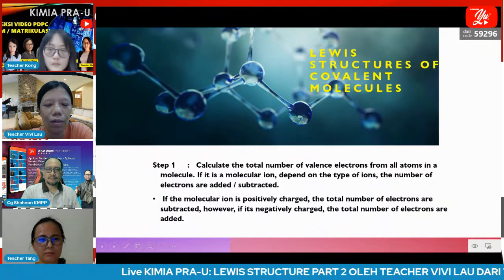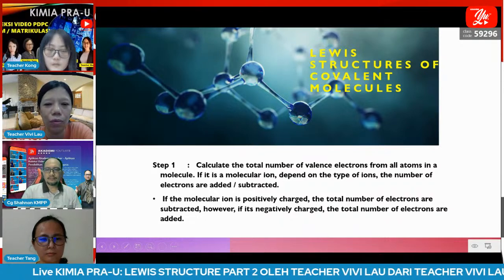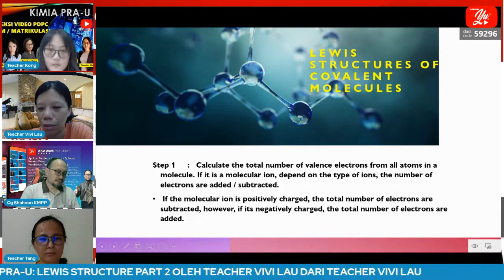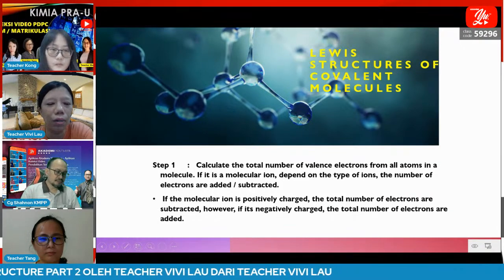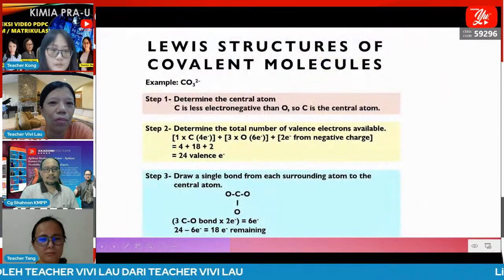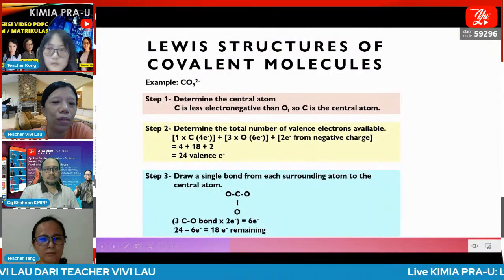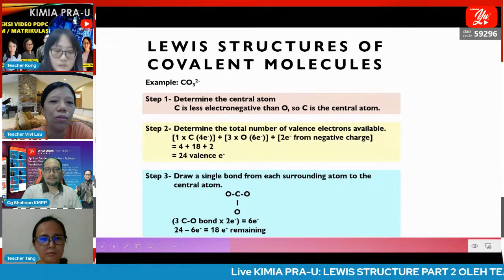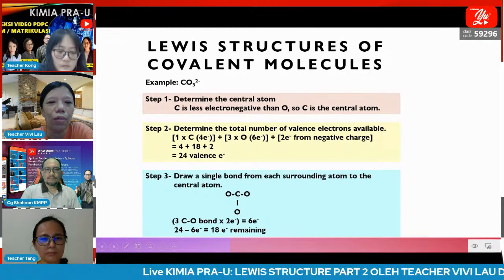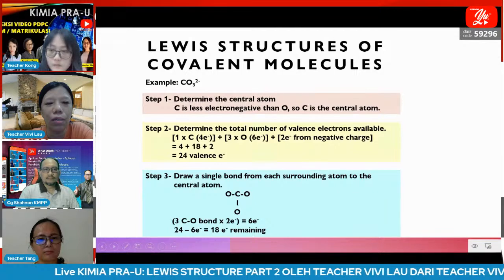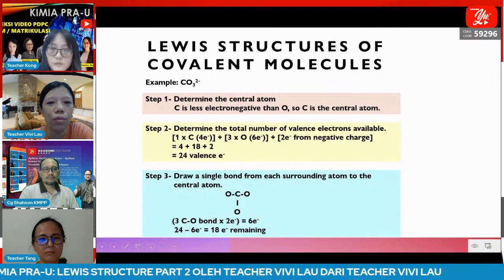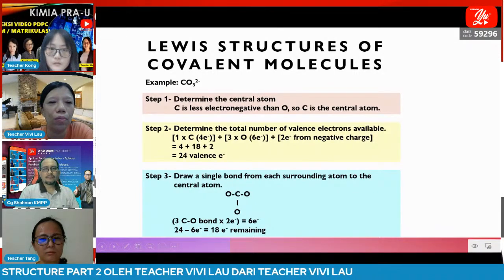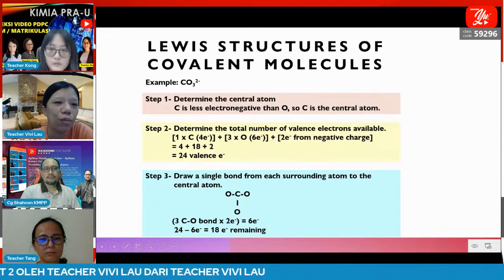Let's say if the charge is negative 2, then you have to add 2 electrons. So we look at the first example. You have to draw the Lewis structure of the carbonate ion. First you have to determine the central atom. Carbon is a less electronegative atom than oxygen, so carbon is the central atom, or you can just look at the formula.